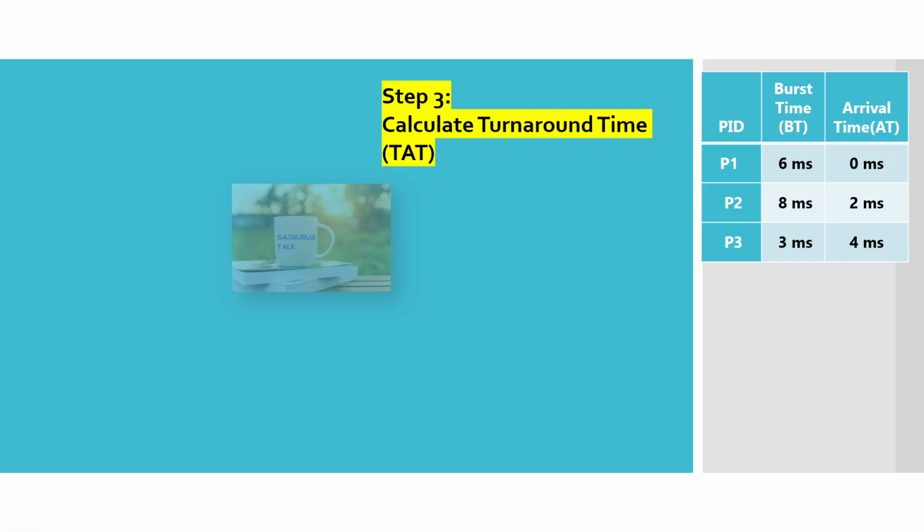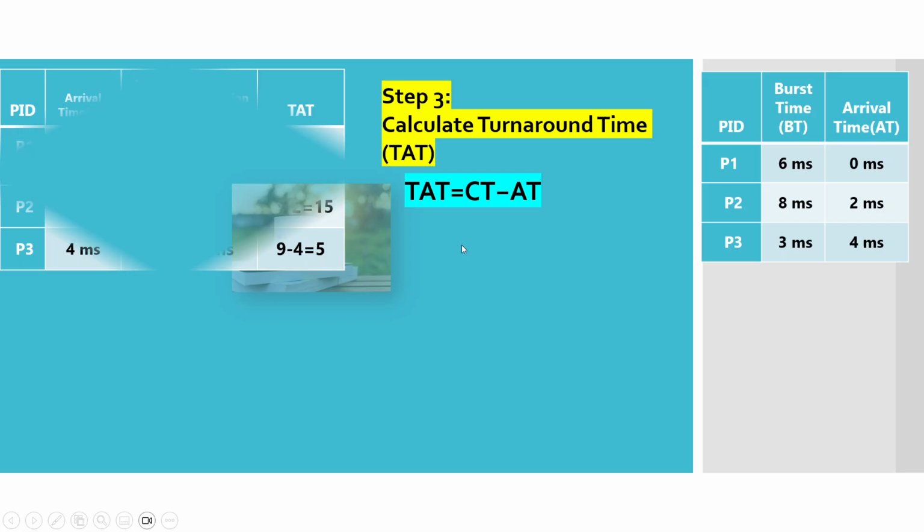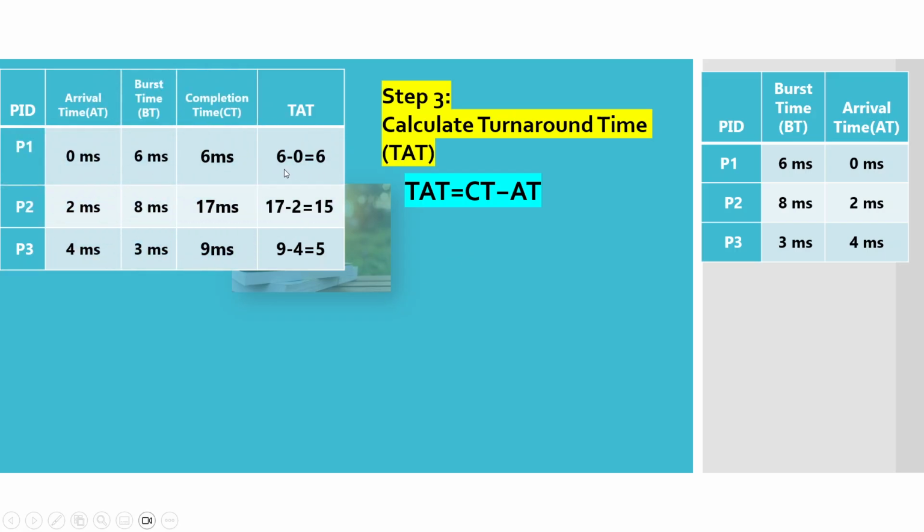What do you mean by turnaround time? The time it takes to complete a process or task from start to finish. And we know the formula for TAT is nothing but completion time minus arrival time. Now the table looks like this. So it is TAT. Process P1 TAT is 6 minus 0, that is 6 milliseconds. Process P2 is 15 milliseconds. Process P3 is 5 milliseconds.